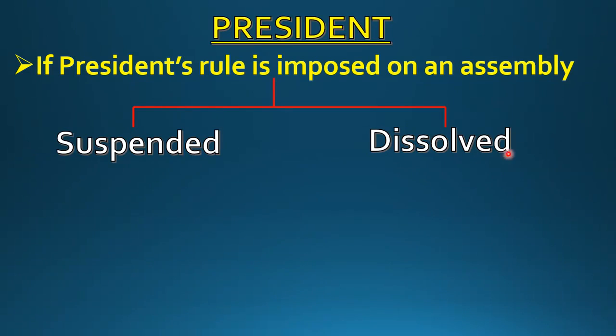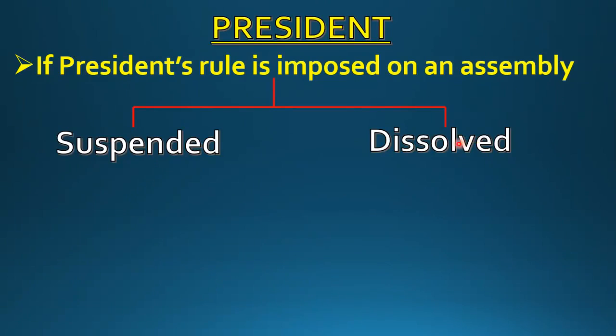The same is the situation when the State Legislative Assembly is dissolved. All the MLAs of the State Legislative Assembly are thrown out of the house. They are thrown out of the assembly. So now these members are no more MLAs, and the State Legislative Assembly is vacant. It is empty. There are no members inside the State Legislative Assembly. So this is the difference between a suspended and a dissolved State Legislative Assembly.